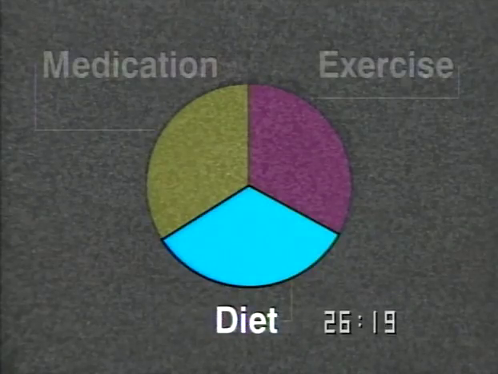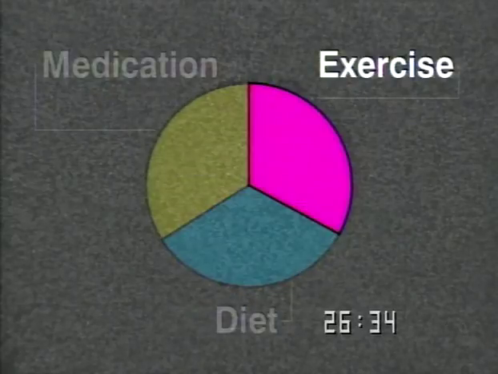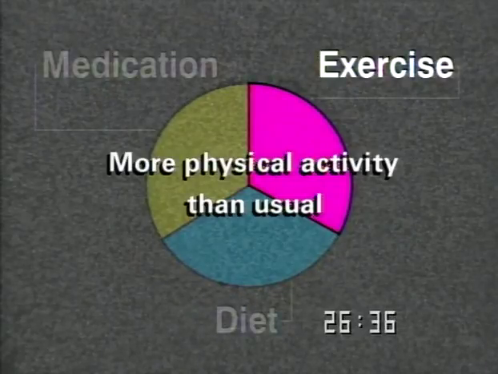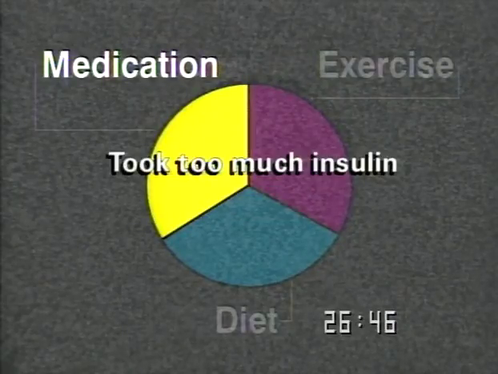Hypoglycemia results when there is an imbalance in the circle of control. In the area of diet, the diabetic did not eat enough food, ate the wrong foods, or missed a meal or snack. This results in less than normal glucose in the body. In the area of exercise, the diabetic had more physical activity than usual, such as a longer exercise period, resulting in extra glucose being burned. And in the area of medication, the diabetic mistakenly took too much insulin.